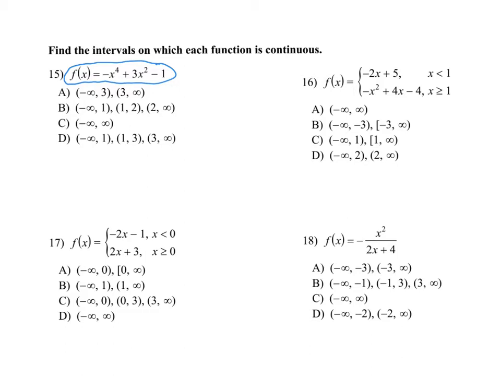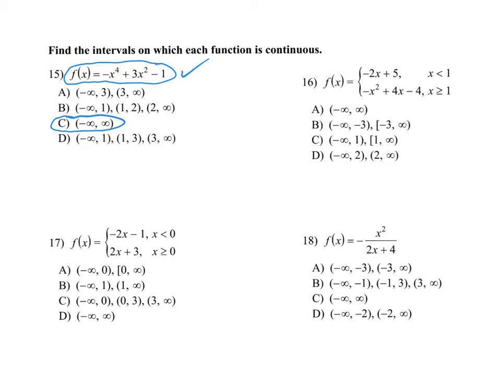And we've studied interval notation enough to know that this interval here, open interval, negative infinity to infinity, is the same as all real numbers. So I'm choosing letter C on this one because for polynomials, we know they're continuous everywhere. For piecewise functions, we're not sure if they're continuous everywhere.